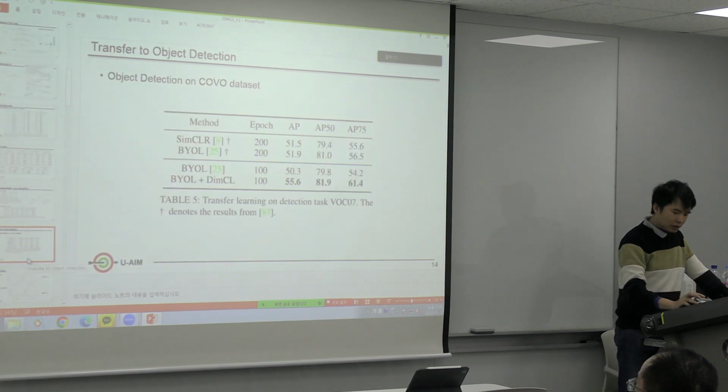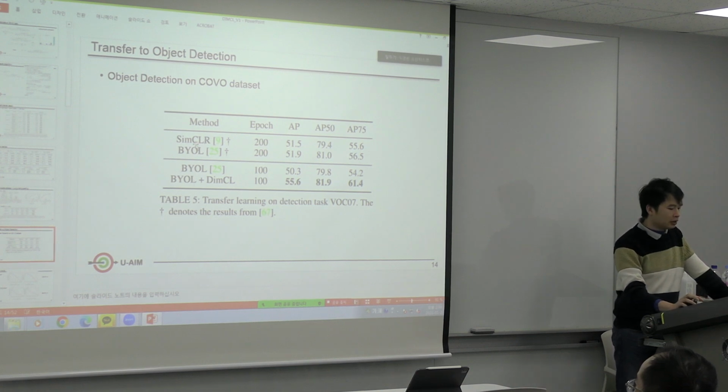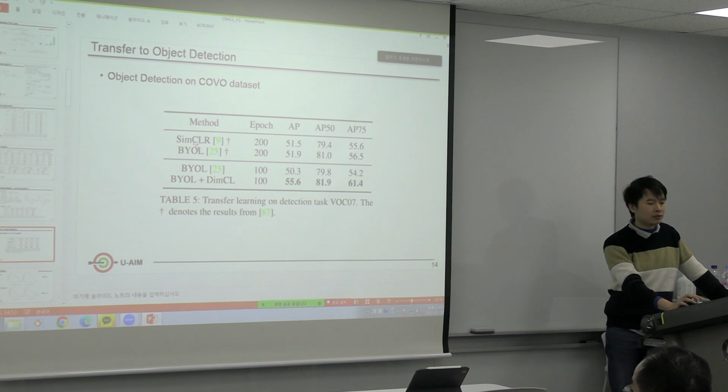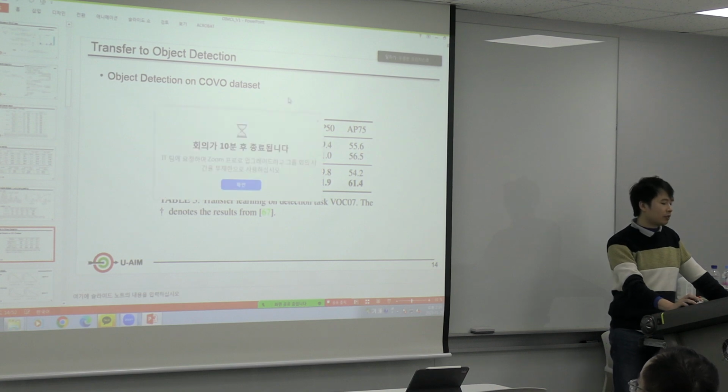Another experiment that we should perform is transfer learning. Transfer learning means that when we achieve the representation vector, we should apply it to downstream tasks, because we claim that the representation vector should benefit many downstream tasks. So we should show that.